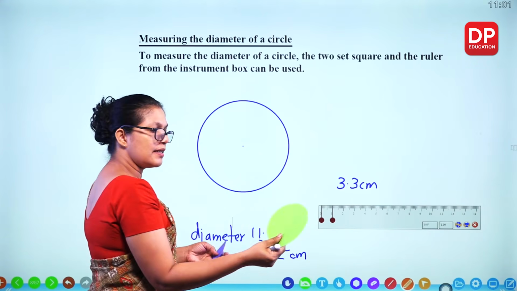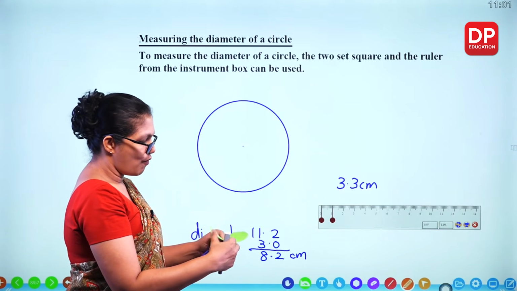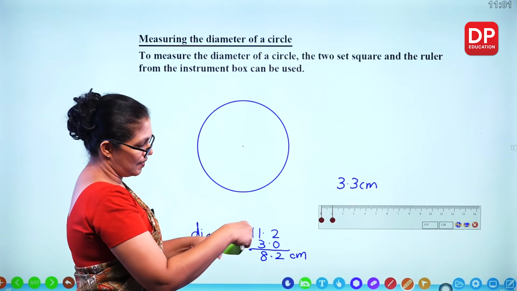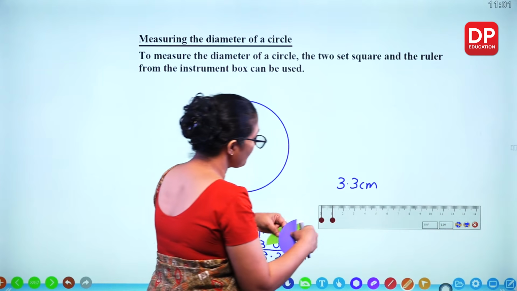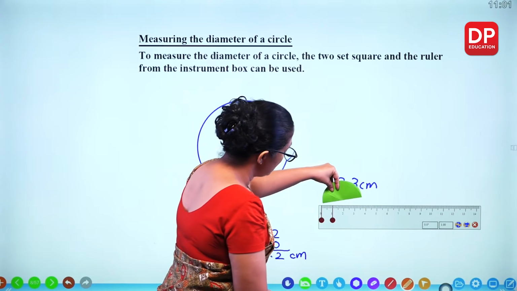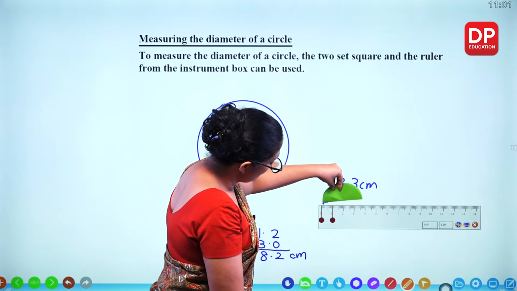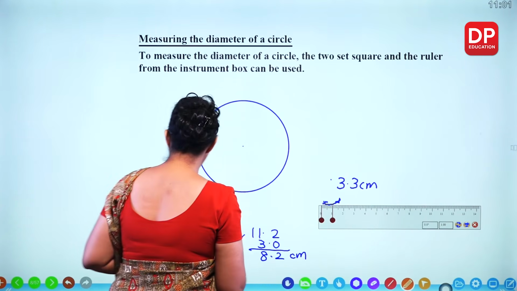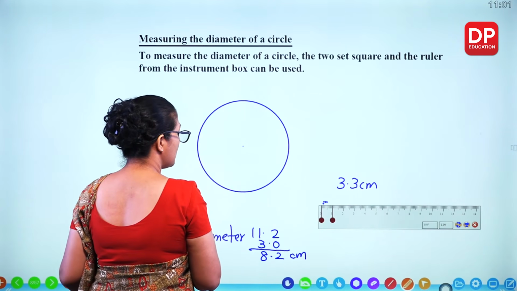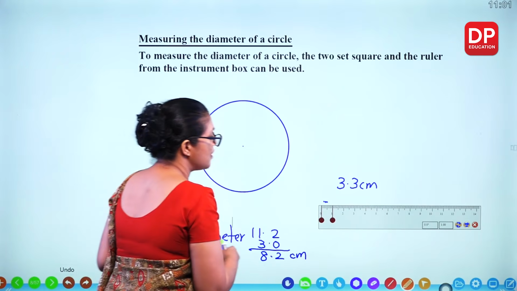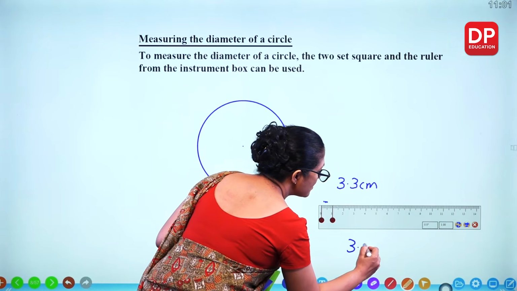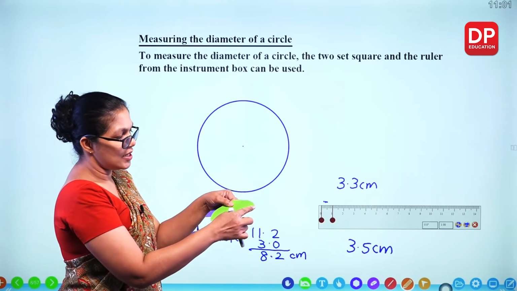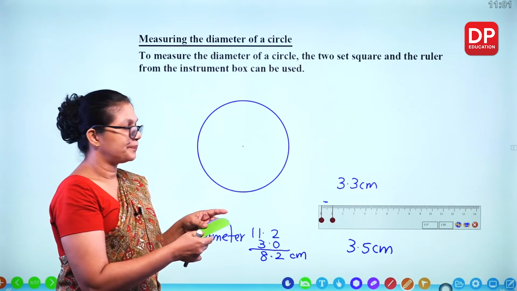Now take another circle. You can fold it into two parts and keep it on top of this straight line. So the ruler is like this. So 3.5 centimeters. So this way also you can measure the diameter.